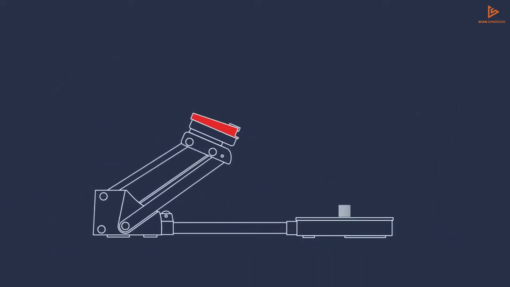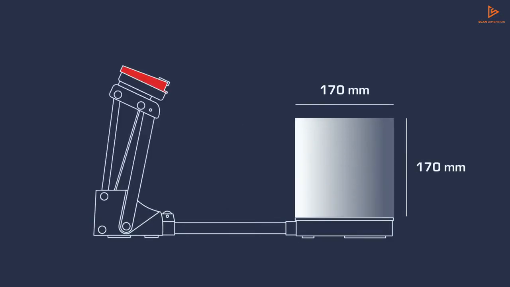Soul Pro scans small to mid-size objects with heights and diameters of minimum 20 millimeters and maximum 170 millimeters.